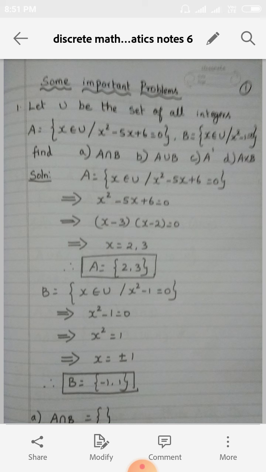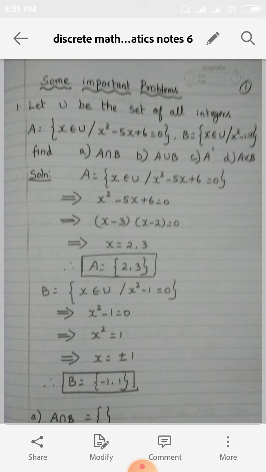First, let us find the set A. What is given? A is equal to the set of all x belongs to U such that x square minus 5x plus 6 is equal to 0. Just solve the equation x square minus 5x plus 6 is equal to 0. We get the roots (x minus 3)(x minus 2) is equal to 0. That is nothing but x is equal to 2, 3. For the set A, we get the values 2, 3.